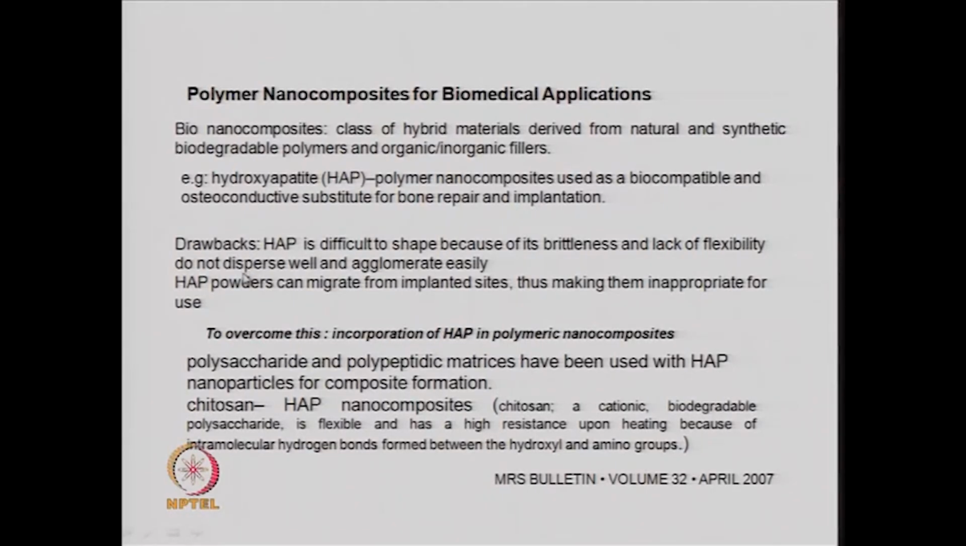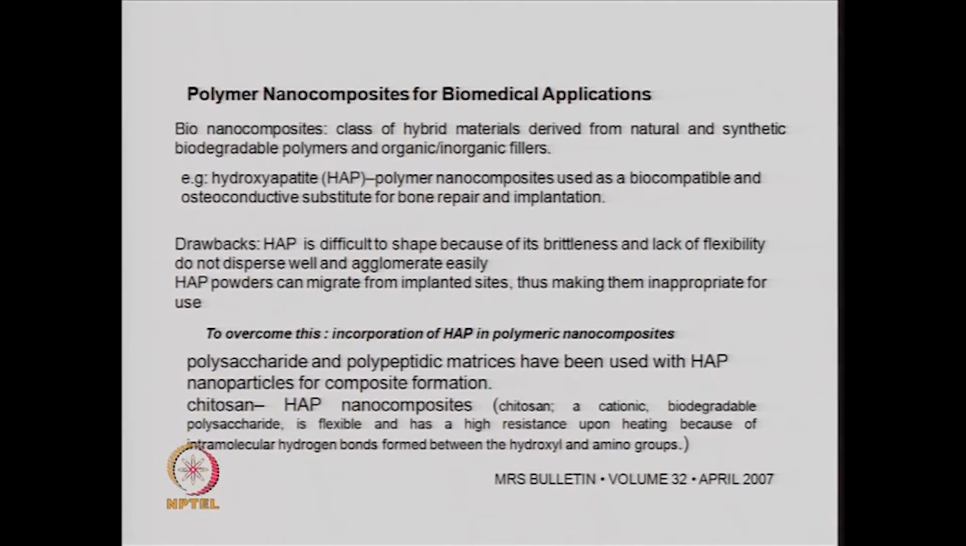Now, there are certain drawbacks of this material, because hydroxyapatite is difficult to shape, that means difficult to make in a particular shape, because it is very brittle, that means it breaks very easily. So, when you want to machine it into a particular shape, because it has to fit into some part of the body, it is very brittle and not very flexible. It also does not disperse very well and agglomerates.